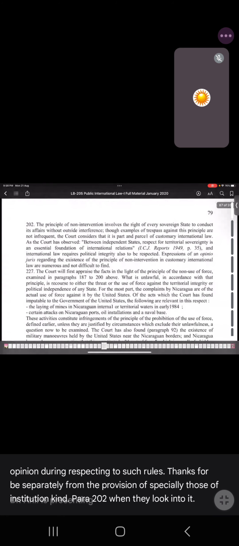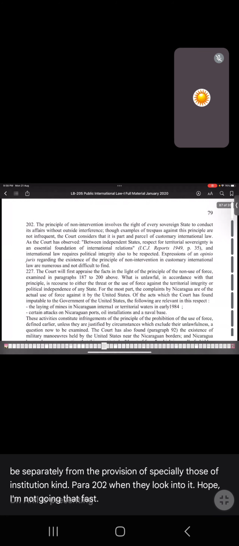Para 202, when they look into it, hope I'm not going that fast.